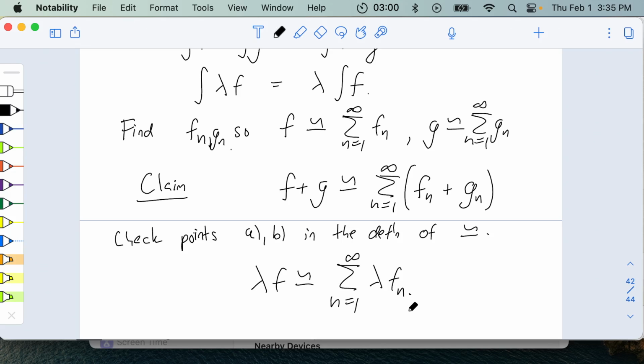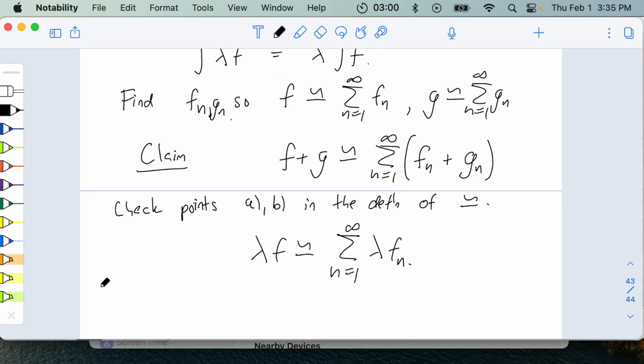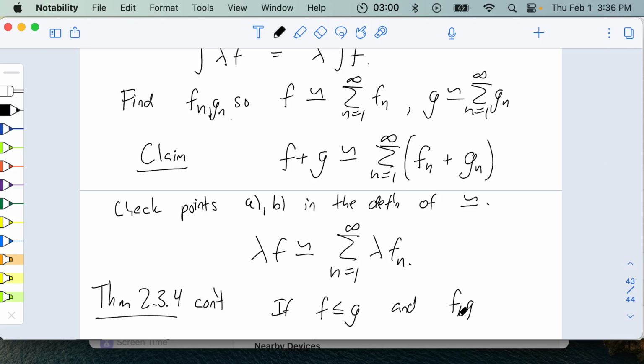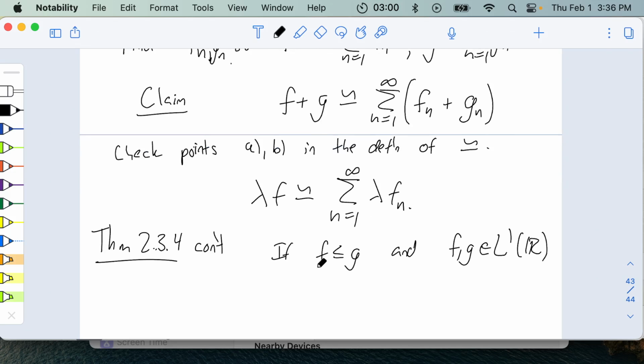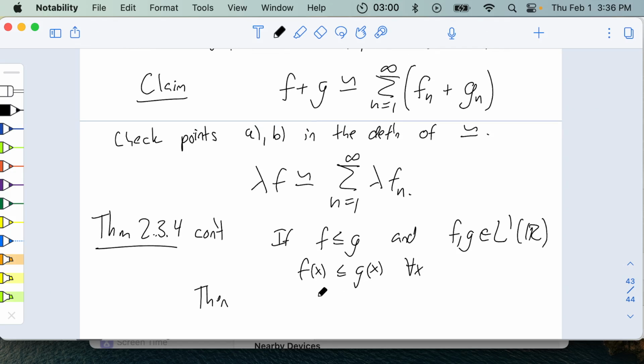There's one more inequality that we want to prove. This is technically more part of the theorem. I'll say theorem 2.3.4 continued. It says that the integral obeys inequalities. So if f is less than g, and both are in L1, and by this I mean for every x, f of x is less than g of x, then the integral of f is less than the integral of g.